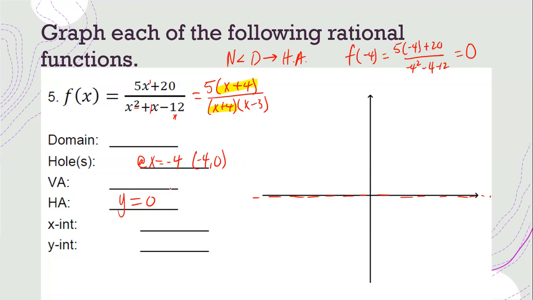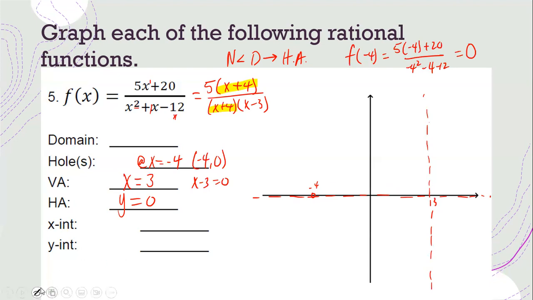Okay. Next is vertical asymptote. My vertical asymptote comes from what's not duplicated in my denominator. And what's not duplicated? X minus 3. So when I set x minus 3 equal to 0, that tells me that my vertical asymptote is where? At 3. So I have a hole at negative 4, which is okay anyway, because what's also at 0? An asymptote. I have a vertical asymptote at 3. I'm going to call this 3.